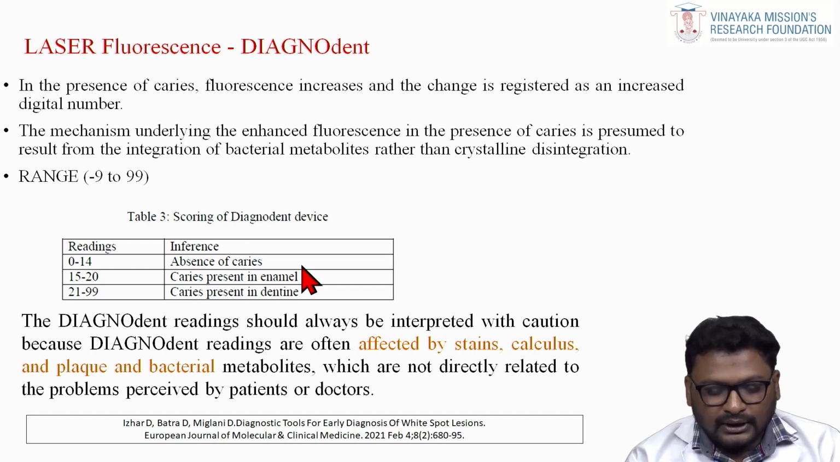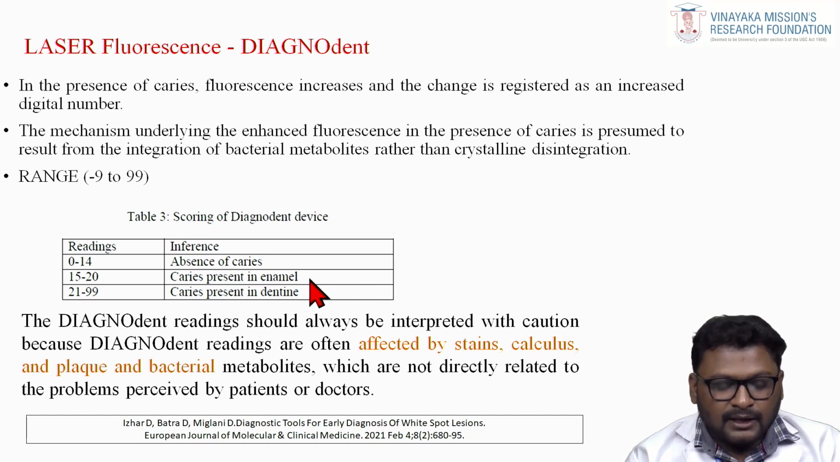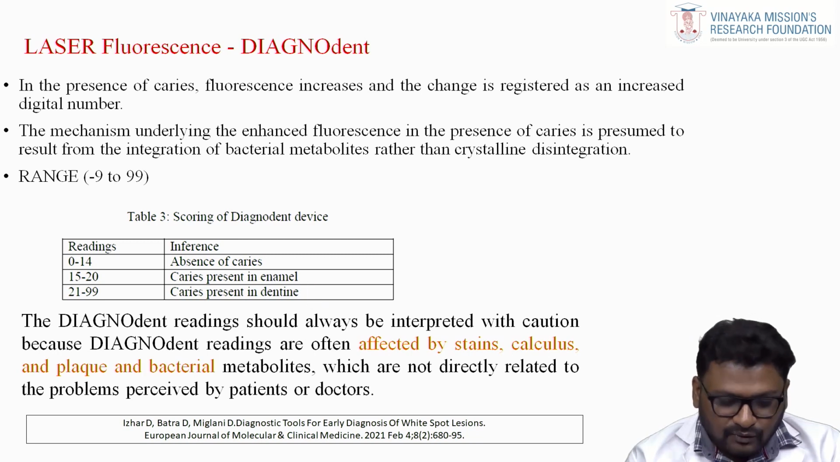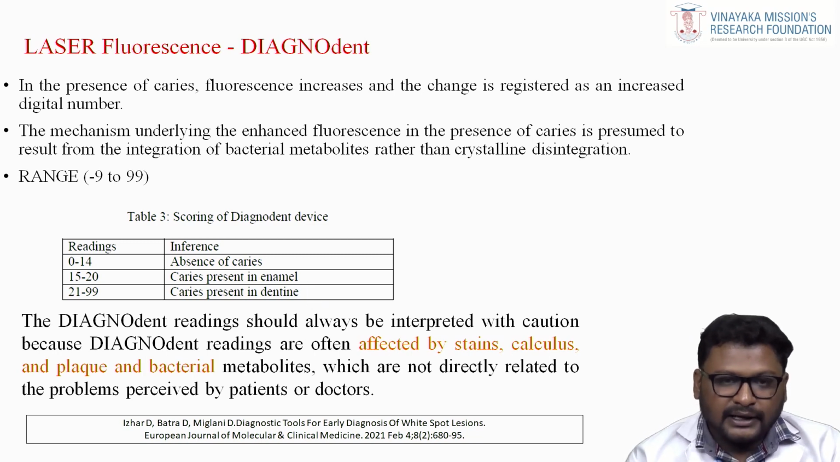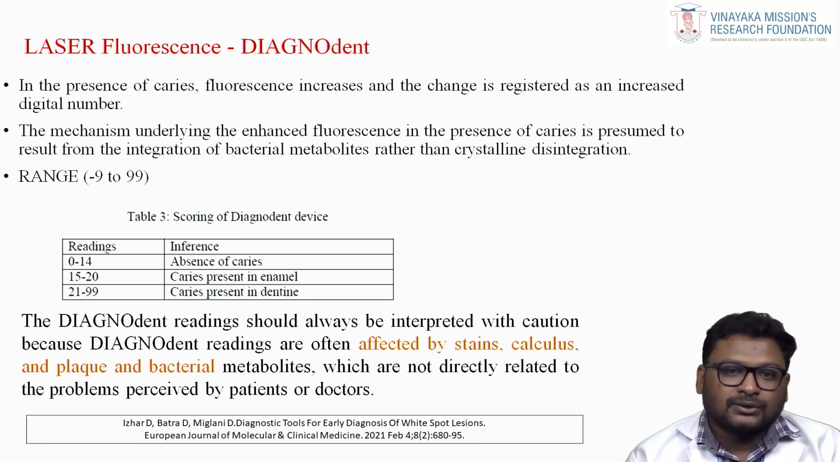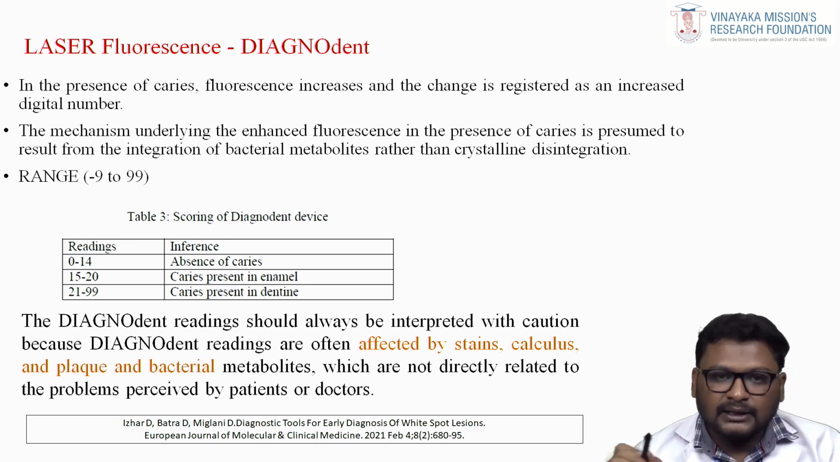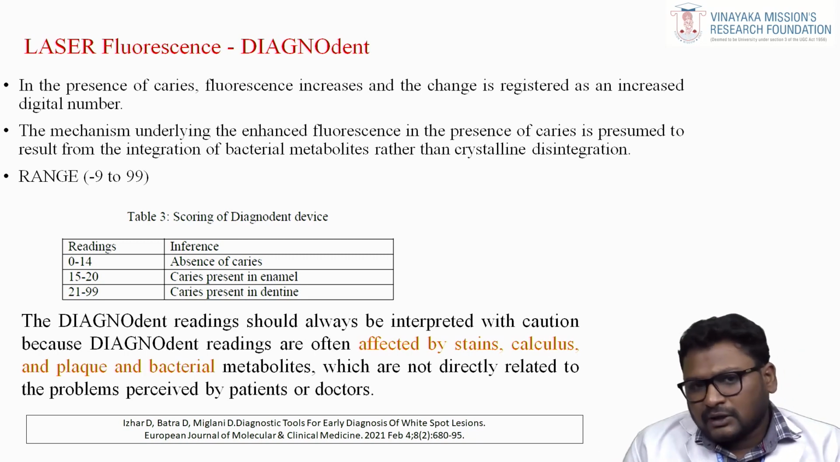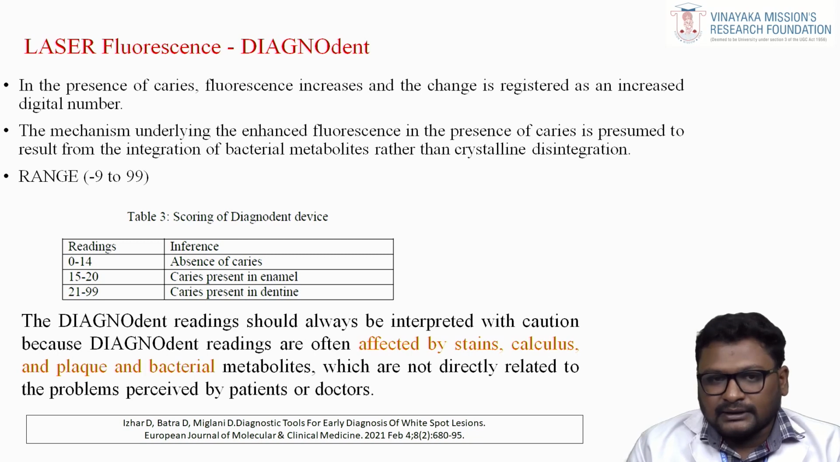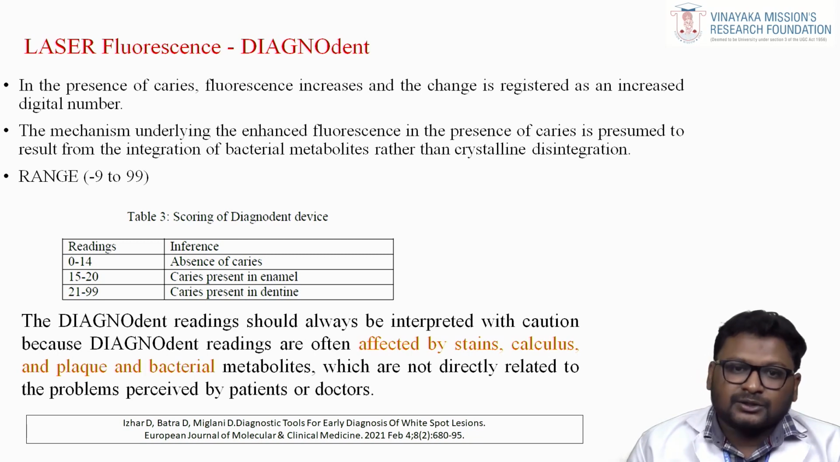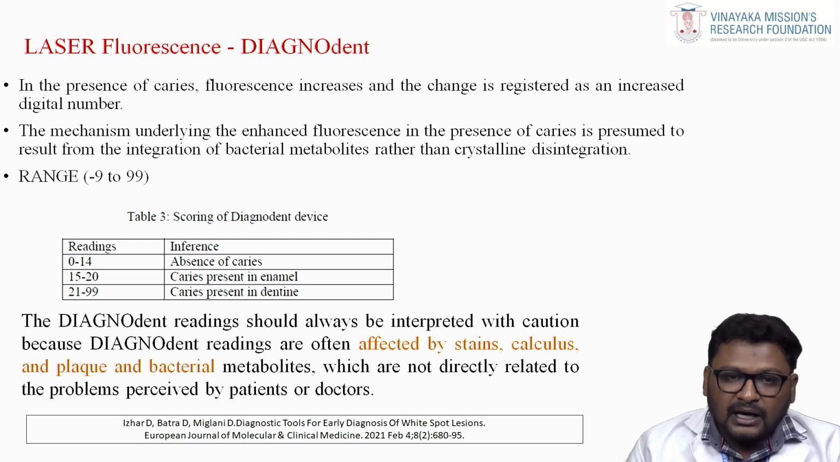This is the scoring for the diagnostic device. If it shows 0 to 14, that is absence of caries, and 15 to 20 means caries is present in the enamel. If it is 21 to 99, it has progressed, which shows the caries is present in the dentin. One of the major disadvantages in using the DIAGNOdent is that it can be affected by the presence of calculus, plaque or any bacteria. This can affect the performance of the diagnostic device.